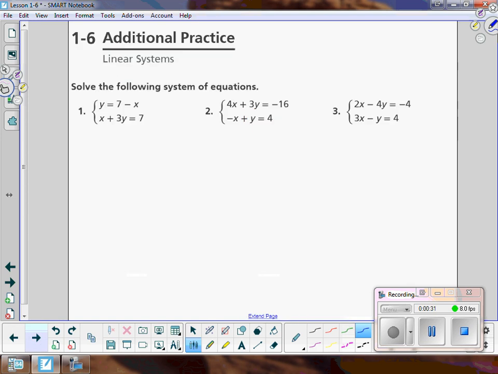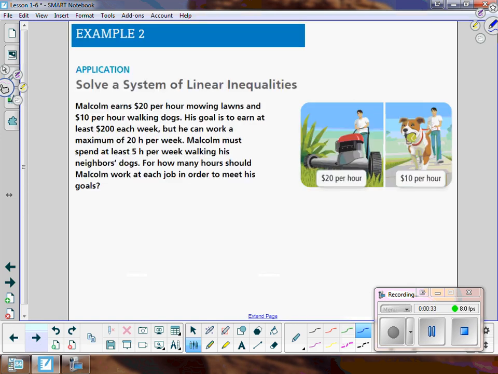And here is the example. We see that this kid is earning $20 an hour mowing lawns and $10 an hour walking dogs in the neighborhood. His goal is to earn at least $200 per week. So we're going to try to combine the money he makes mowing lawns and the money he makes walking dogs to get at least $200 per week.